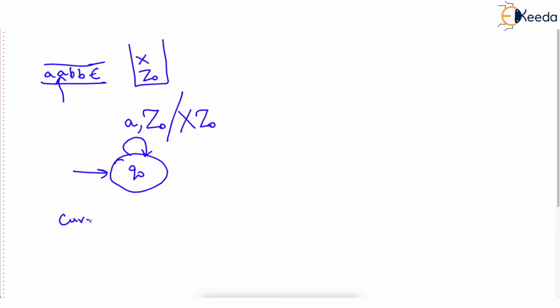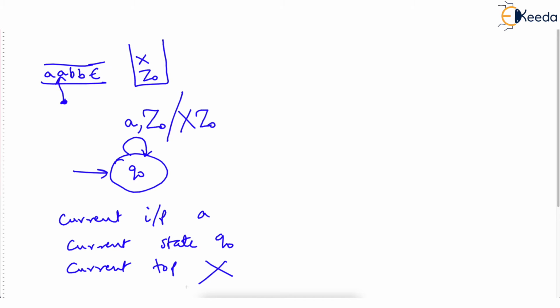What is the current input? Current input is A. What is the current state? Current state is Q0. But what is the current top of the stack? It is X. Last time the current top was Z0, but now the top is X. So you got a new configuration, right? And what is your plan? If you read A, then you will be pushing X.